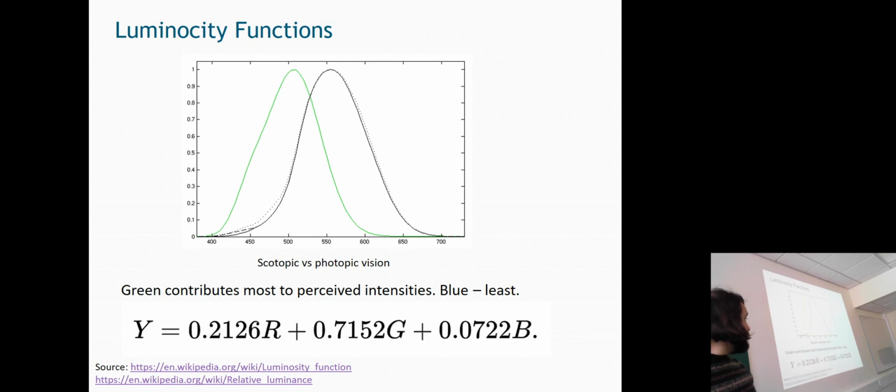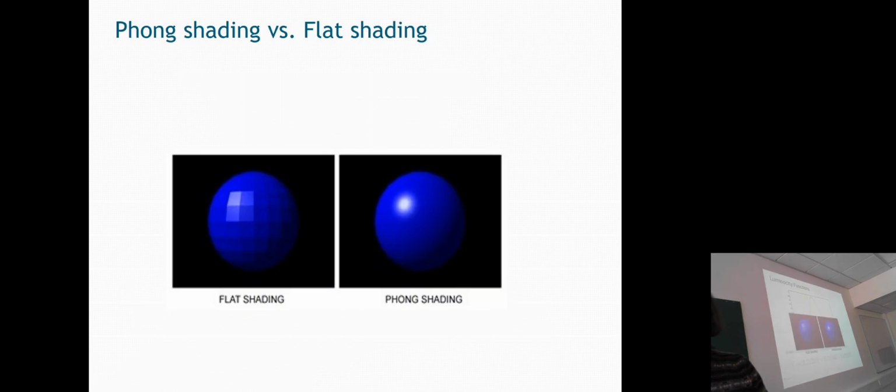High sensitivity means that we are sensitive towards amounts of light, and we perceive brightness very easily. While when we are not really sensitive, we need a high amount of light to perceive increasing brightness. And the last point for this lecture is Phong shading versus flat shading.